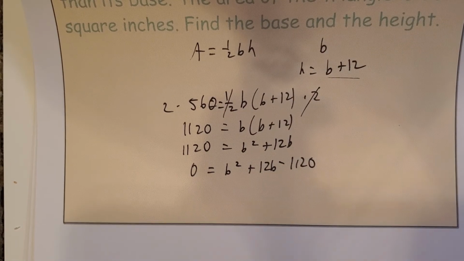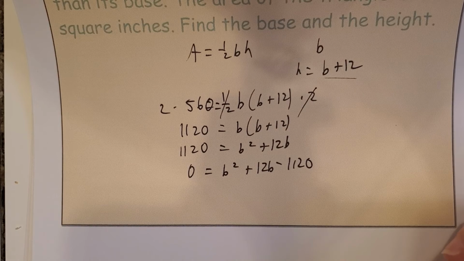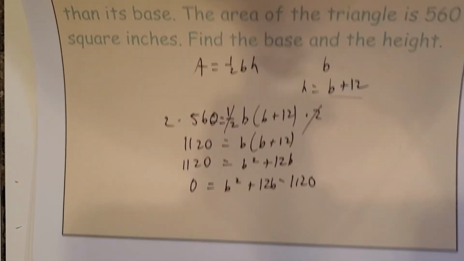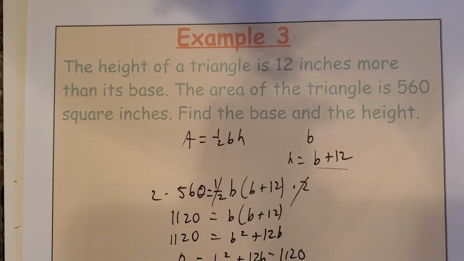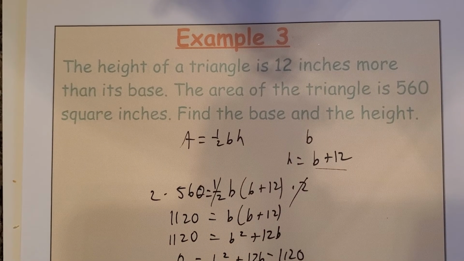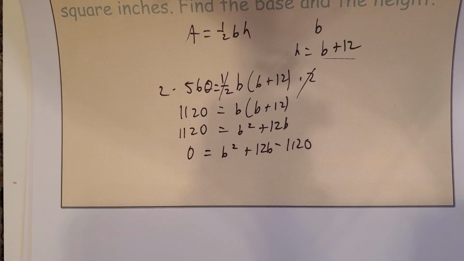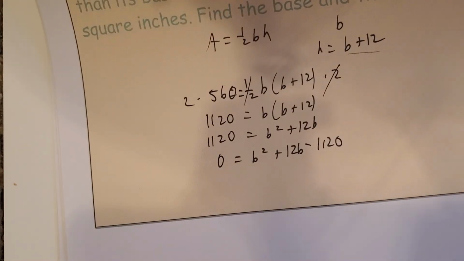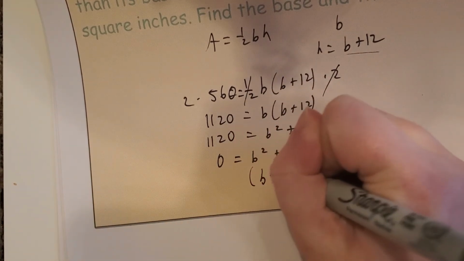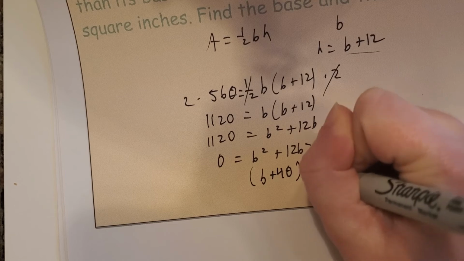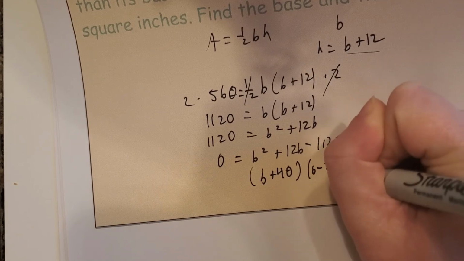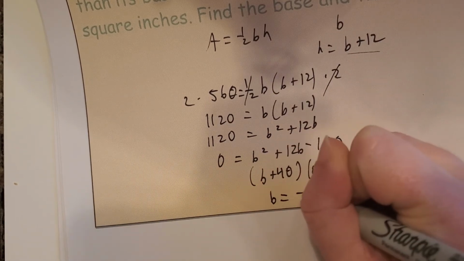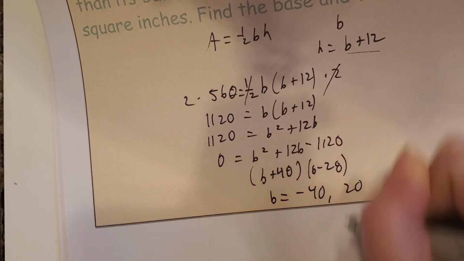Now again, I'm actually not 100% sure what the factors of 1120 are, so again, I'm going to pause, and I'm going to come back. All right, so it took a while, but we got there. Factors of negative 1120 that add up to 12 are 40 and 28. Okay? So, because it's positive 12, we want b plus 40 and b minus 28. So that means our base could be either negative 40 or 28.